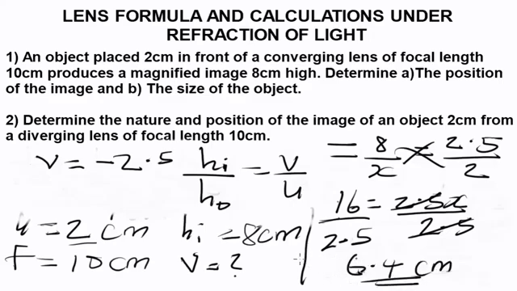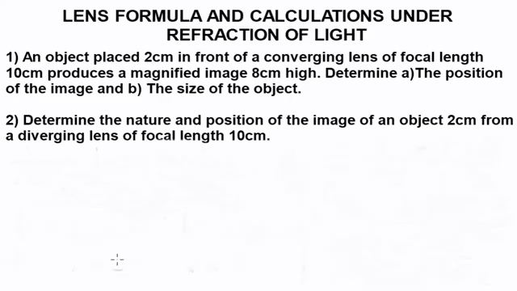So that's it for question 1. Let's wipe everything and solve question 2. For question 2, it says determine the nature and position of the image of an object 2 cm from a diverging lens of focal length 10 cm. So for this question, we have a diverging lens. Well, that means our focal length will be negative. So the formula will be 1 over minus f equals 1 over u plus 1 over v.